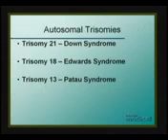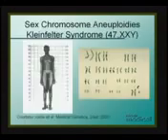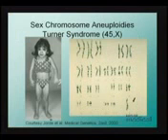Here are the names of the 3 autosomal trisomies that you must memorize to prepare for your exam. Trisomy 21 is Down syndrome. Trisomy 18 is Edwards syndrome. Trisomy 13 is Patau syndrome.